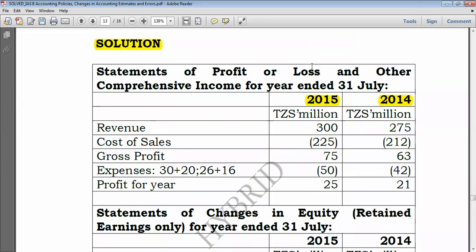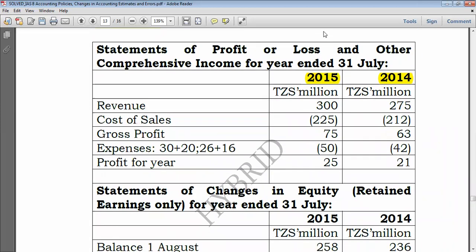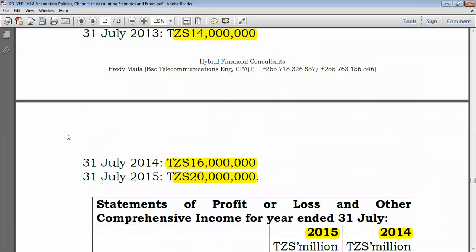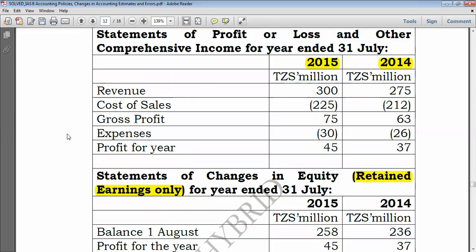Let's just go and do this and be done with the statement of profit or loss. So you copy revenue as it is. You just copy revenue as it is. Cost of sales, just copy them as they are. But when you come, you would have the gross profit just as the difference is normal. But when you come to expenses, let's go back here and see the expenses, the figures. These are the figures for expenses, right?